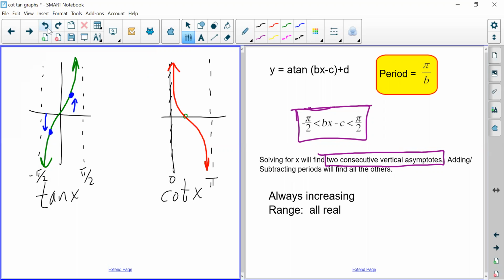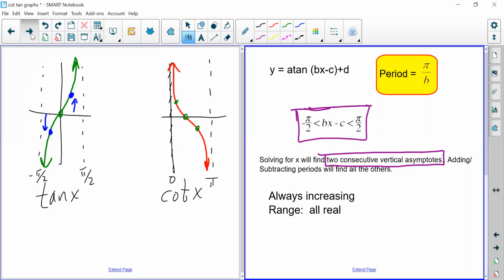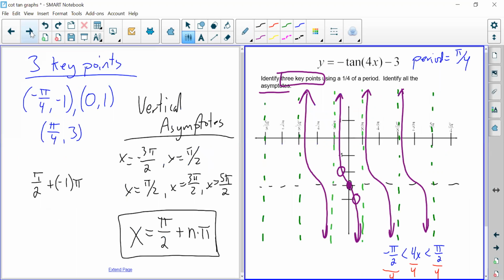They both, from the middle point, a quarter of the period to the left or to the right, you have a vertical change of 1, just like you did in tangent. So let's get to cotangent.